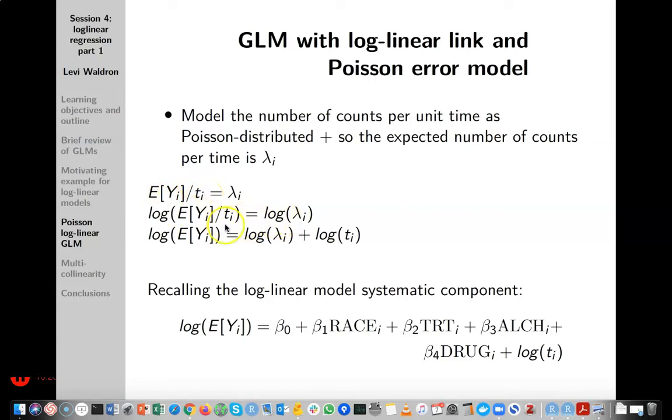I take the logarithm of both sides and add through that offset function, and then compare this to the systematic component of a log-linear GLM, or a log-linear link function in the GLM.